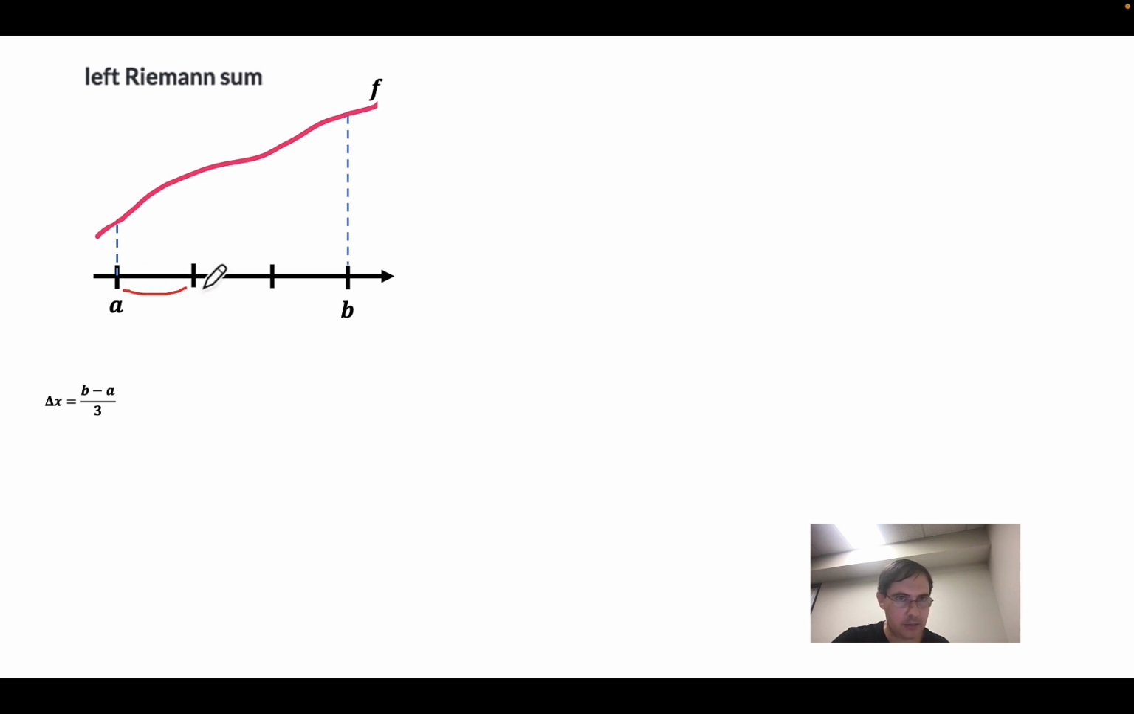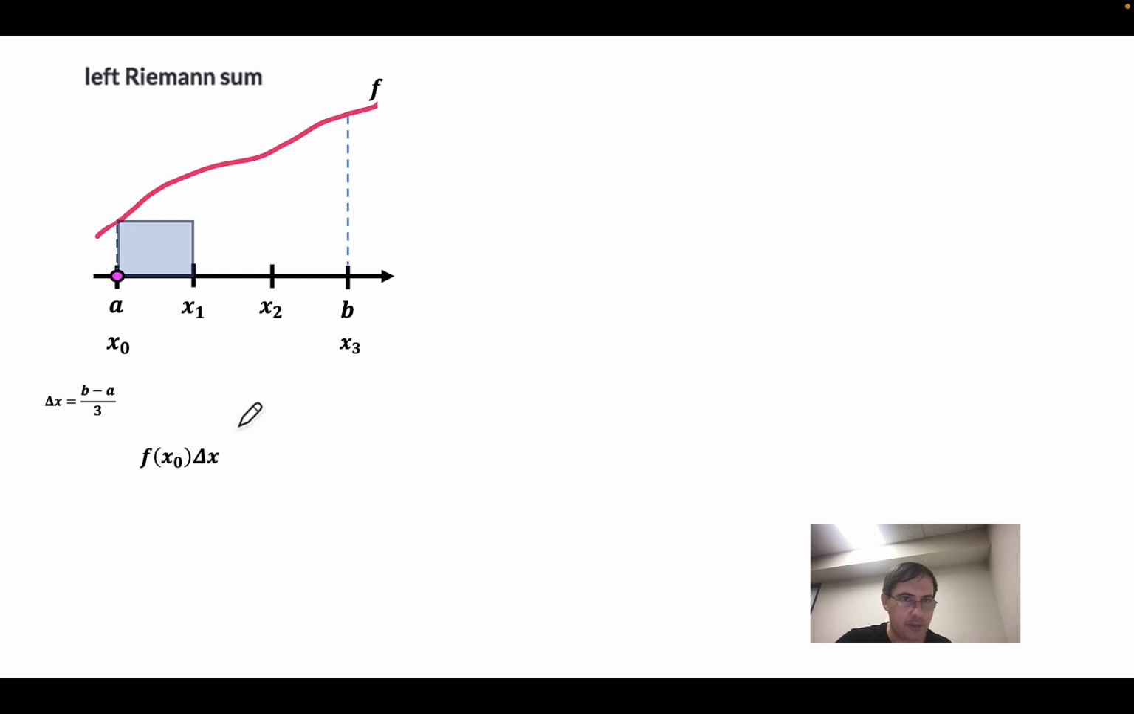This is delta x, and this is delta x. The length of each of those small subintervals is delta x. So let's call the first point a, x0. The second point would be x1, then x2, and x3, which is the same as b.